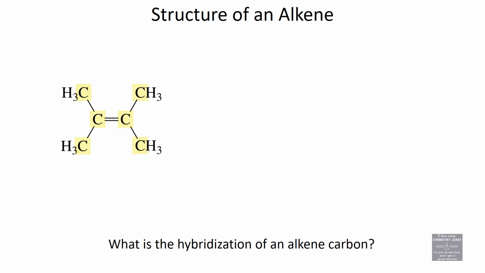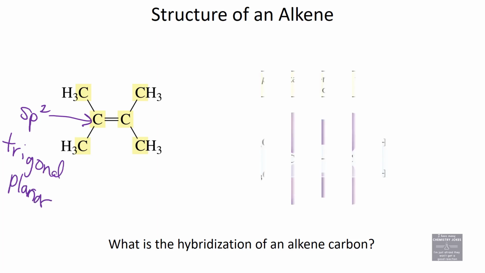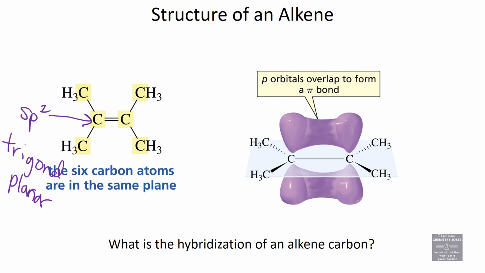Alkenes, what's the hybridization of an alkene carbon? This guy, sp2. sp2 carbons are trigonal planar. Trigonal what? Trigonal planar. Planar? That means that all of the carbons, all 6 carbons, are in the same plane. Those yellow highlighted carbons are in the same plane.